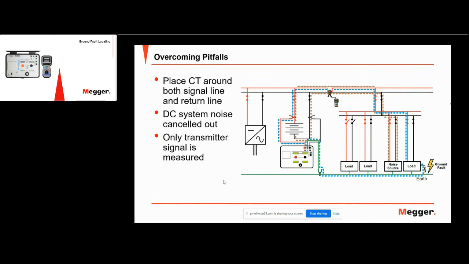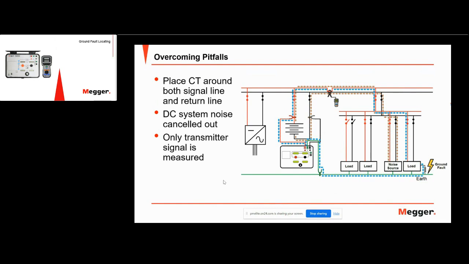So there's two ways you can do this to cancel out the noise. One, if your return line is near the line you're measuring, you can just simply put the current clamp around both the return line and the line you're measuring. What will that do? Well, that will cancel out all the noise on the system and only leave the transmitter current, which is coming back on the earth line. So your measurement will stabilize, and you will literally have canceled out all the noise on the system.